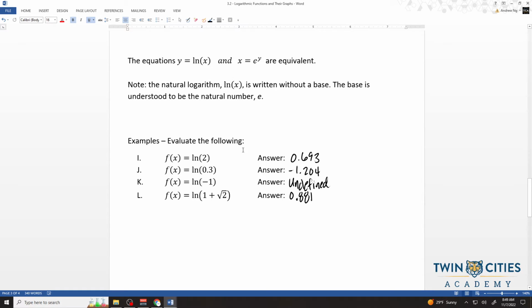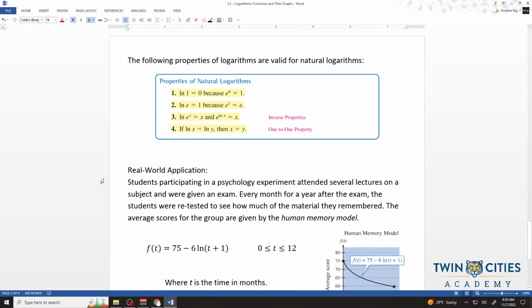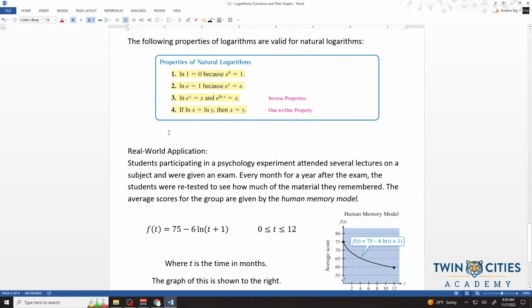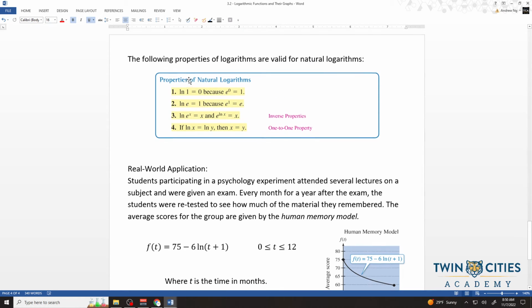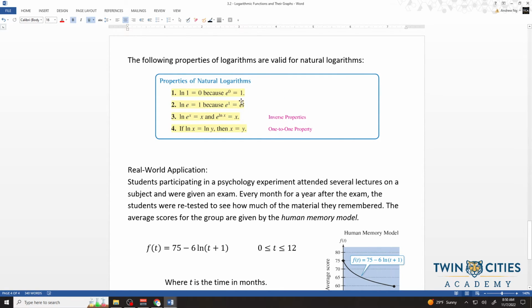And just like other logarithmic functions, we also have properties of natural logarithms. Now you'll notice these look very, very familiar. The natural log of 1 equals 0. That's because e to the 0 equals 1. Very similar to my other properties. The natural log of e equals 1. Well, that's because we've got technically a log base e, then I'm taking the log of e, so e to the first power equals e.